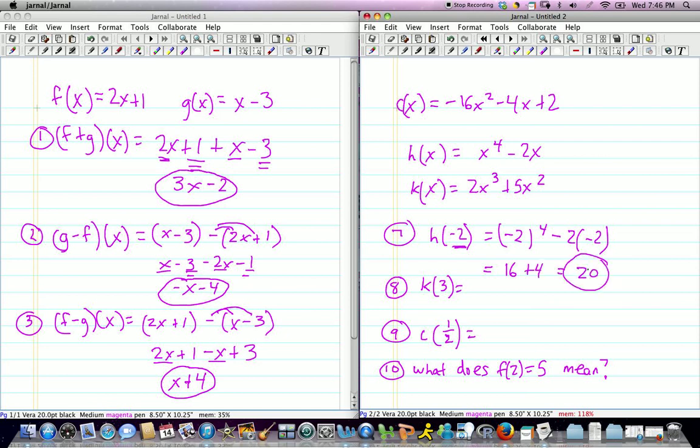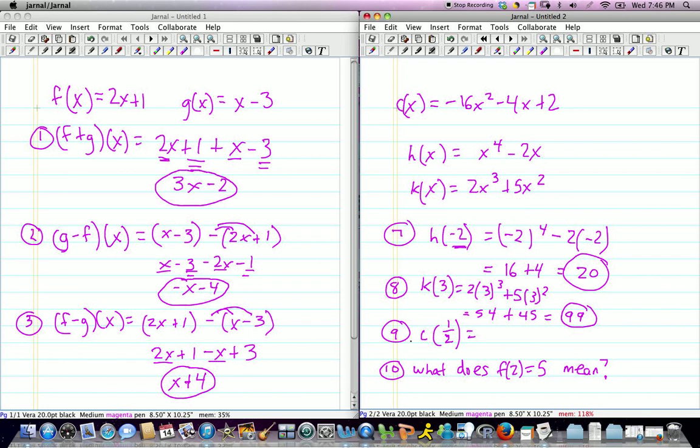Similar here, k of 3. I put 3 in for x in the k function, so I use a different function because it's k. So I have 2 parentheses, put the 3 for x, so 3 to the third plus 5, and then instead of writing x squared, I write 3 squared. I simplify that. 3 to the third power is 27, times 2 is 54, plus 3 to the second power is 9, times 5 is 45. Add them together, and I get 99 as my final answer.